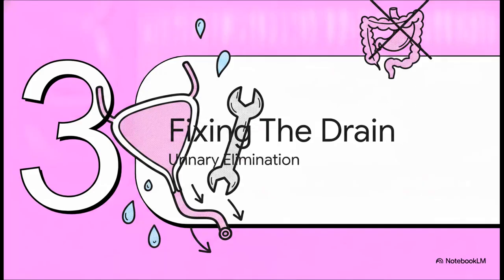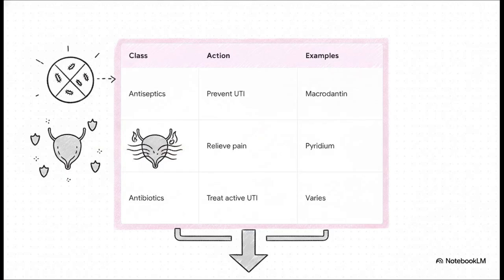All right, let's shift gears and head downward for part three, fixing the drain. Urinary drugs. The source material actually breaks down how we tackle bladder issues from three totally different angles. It's pretty interesting. First, urinary antiseptics, like Macrodantin. These don't actually kill active infections. Rather, they prevent recurrent UTIs by limiting bacterial growth in the bladder.